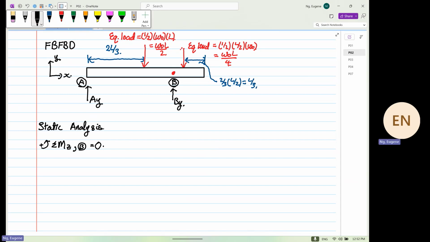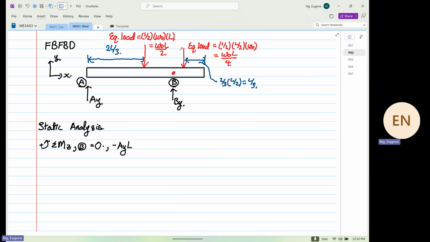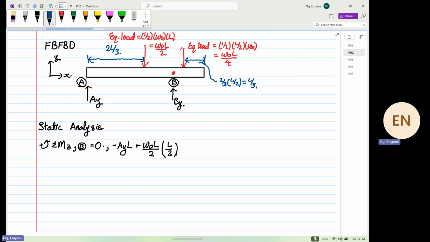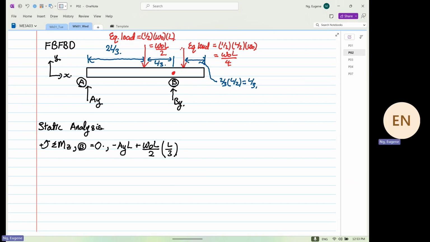So from here, we know that AY is going in a clockwise direction, so minus AY L. And then the equivalent load is going in a counterclockwise direction. So it's plus omega naught L over 2 multiplied by a distance L over 3. Because the distance from here to here is equal to L over 3.